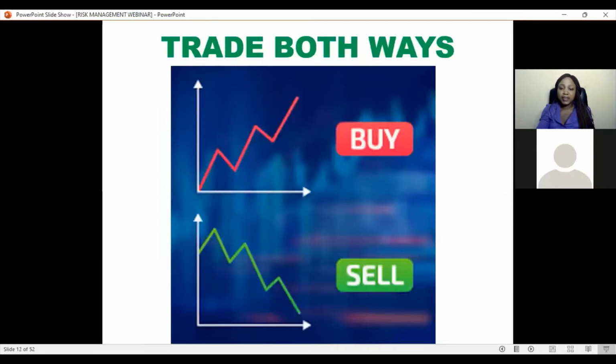Another interesting benefit of trading the market is that you can trade both ways. It is not like the normal investment stuff that we are used to. You buy a share of a company, you dump it somewhere and wait for it to increase in value, and then you sell. But here in the market, if the price is moving up, you're buying. If the price is dropping, you're selling. So you can trade both ways and make money for yourself.